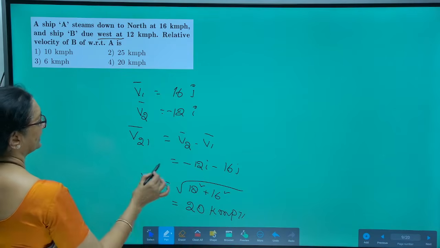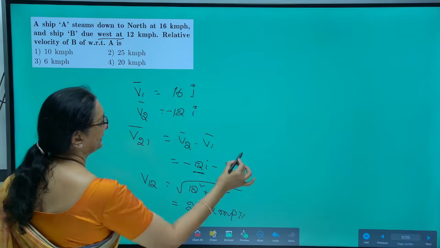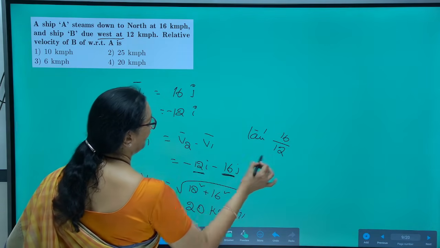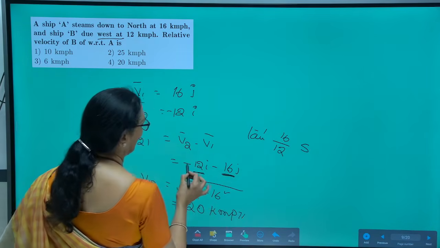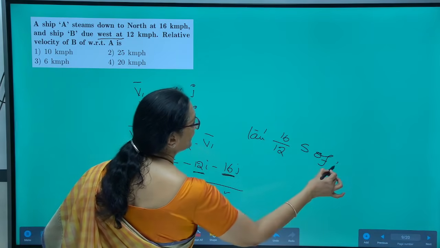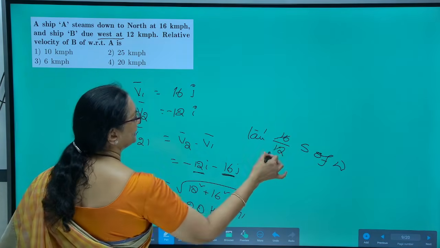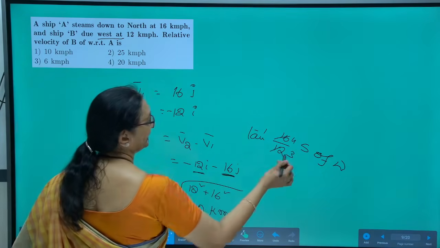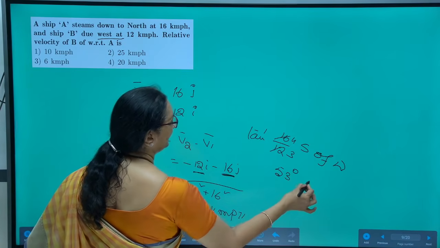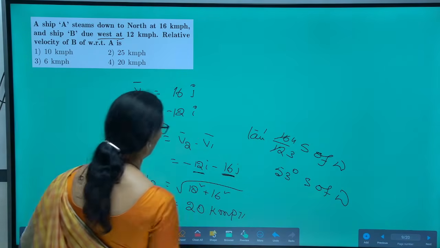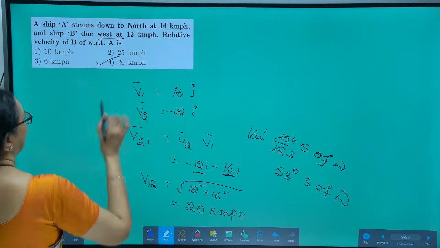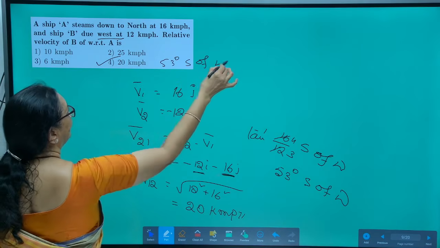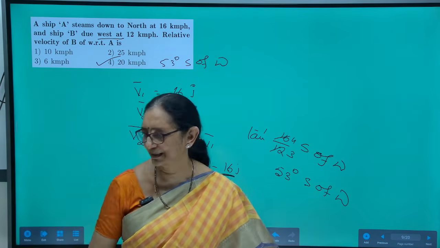Suppose if direction is asked here, look, it is tan inverse 16 by 12. Minus j is south, minus I is west, so south of west, or this is tan inverse 4 by 3, south of west. We know tan inverse 4 by 3 is 53 degrees, 53 degrees south of west. So, the answer is 20 kmph, 53 degrees south of west. That is the answer for that problem.